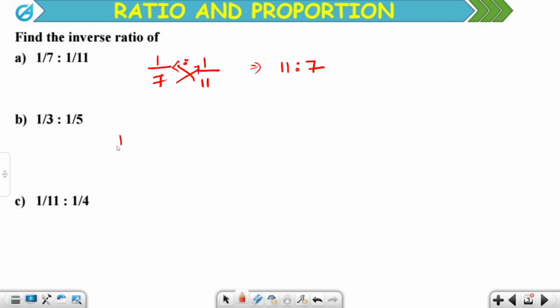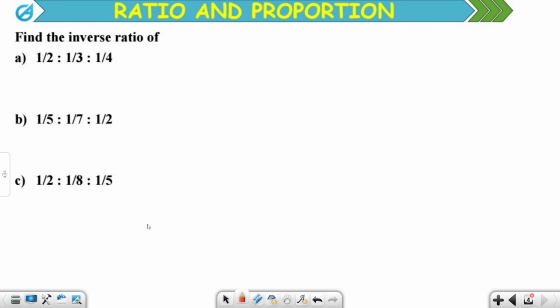Similarly, the inverse ratio of 1 by 3 and 1 by 5 is nothing but 5 is to 3. Similarly, find the inverse ratio of the following numbers. So this is the inverse ratio for two numbers. Now we'll check for three numbers.